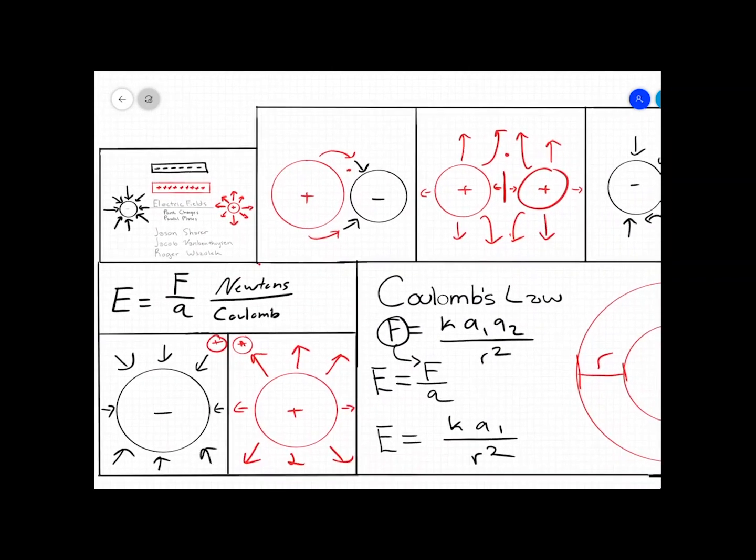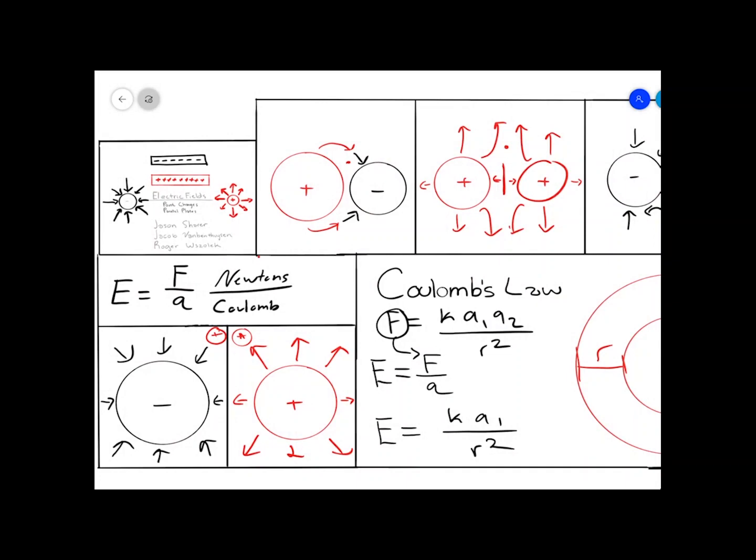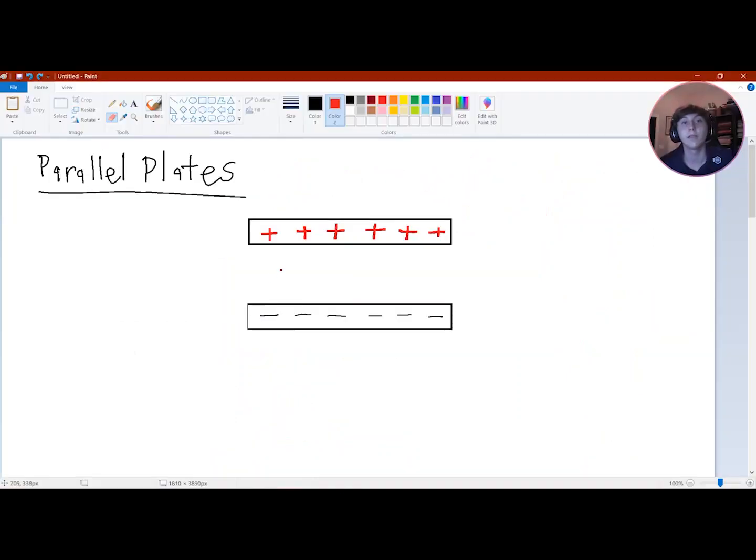Now let's learn about parallel plates. Next, we will discuss the electric field between two parallel plates, which has a very interesting property. Given a few assumptions, everywhere in between the two parallel plates will have a constant electric field strength.